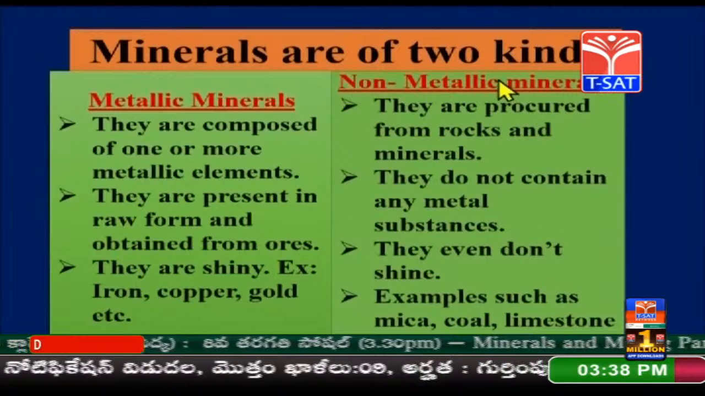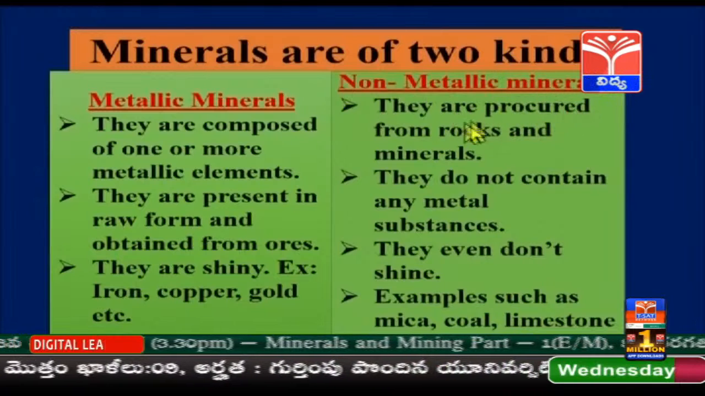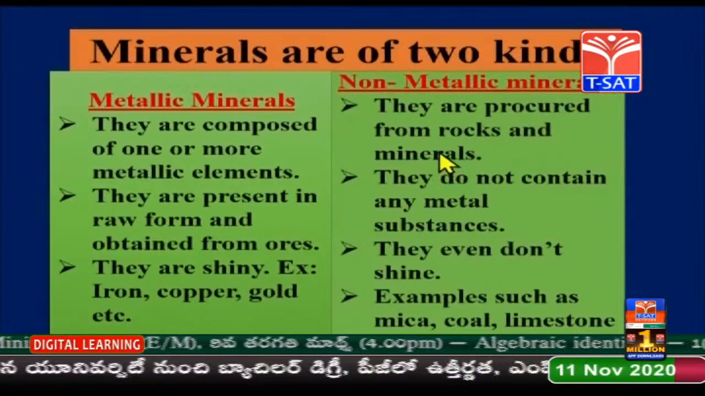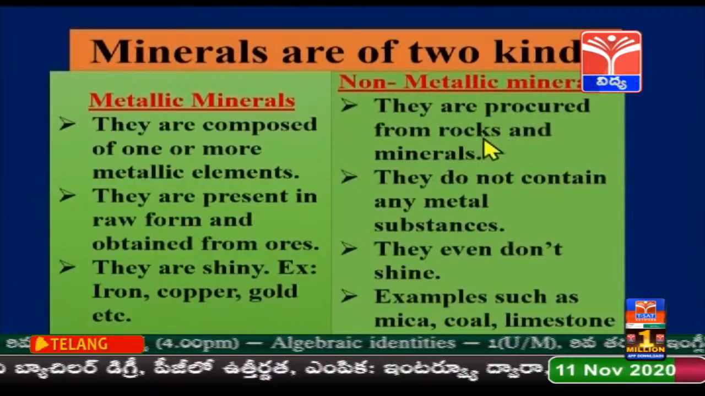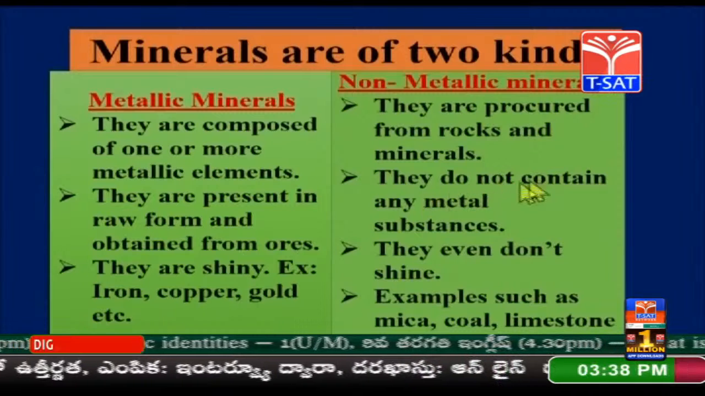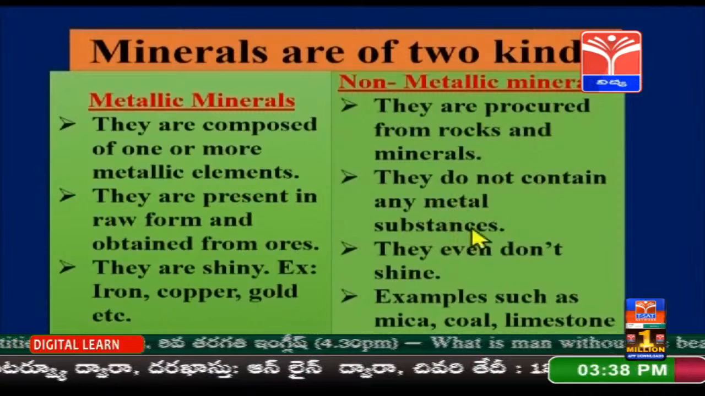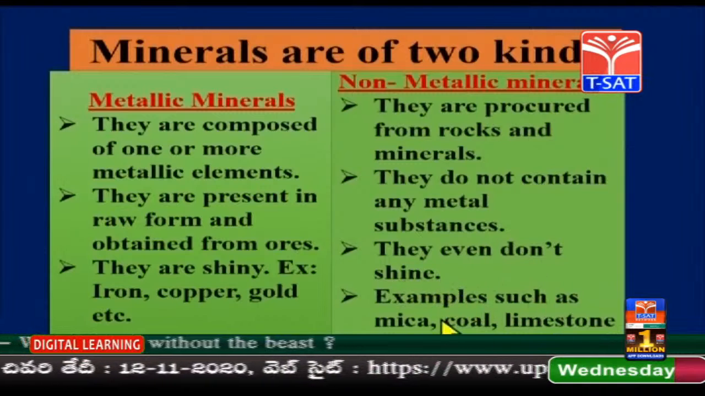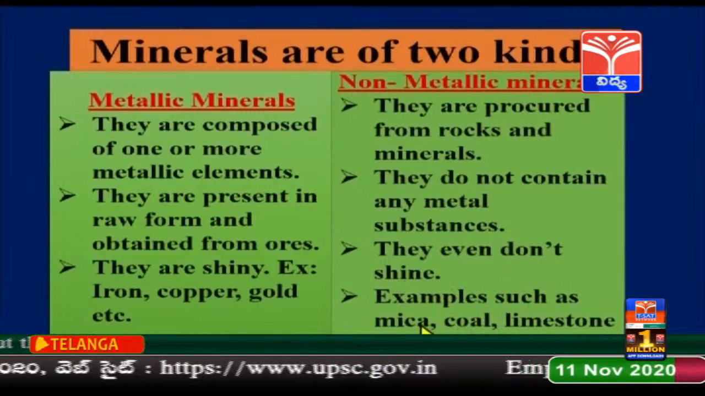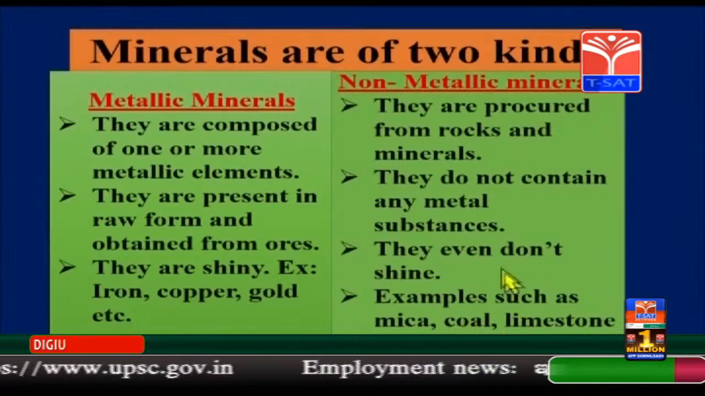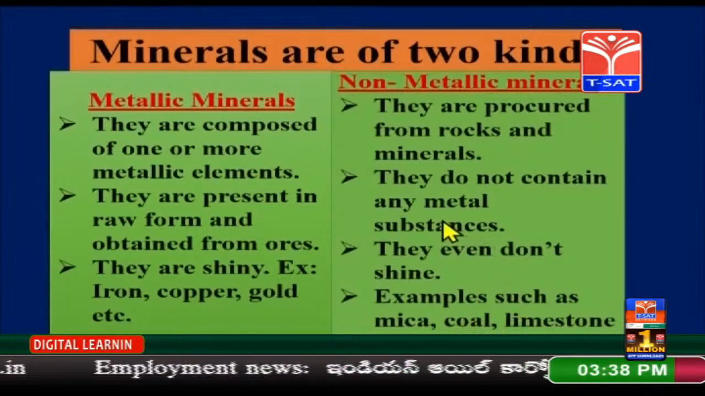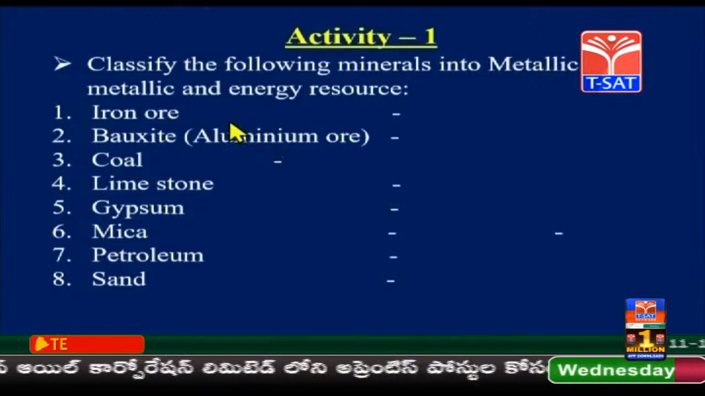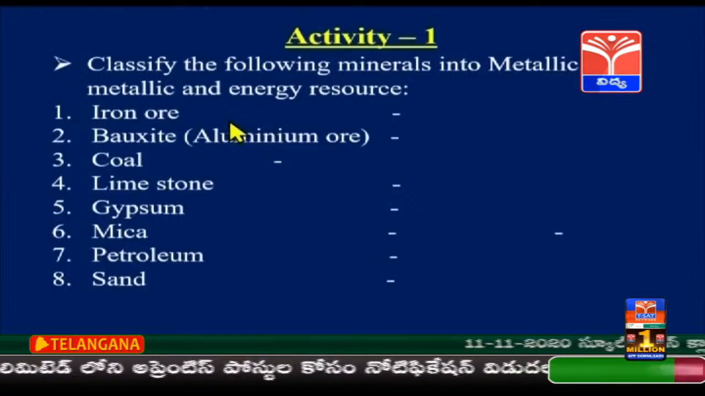Whereas non-metallic minerals are procured from rocks and minerals. Again, we cannot extract any metal from the non-metallic minerals. They do not contain any metal substances and they don't shine. Examples of such non-metallic minerals are mica, coal, limestone, etc. Children, I hope you have understood the difference between the metallic and non-metallic minerals.